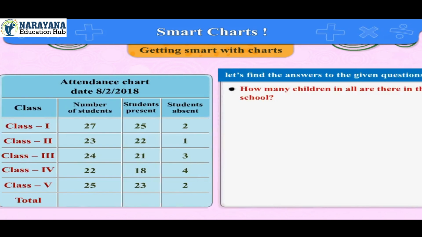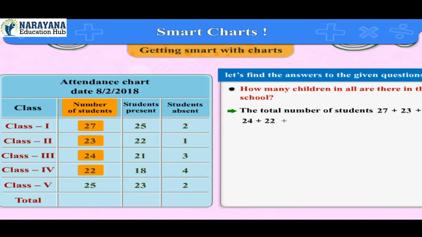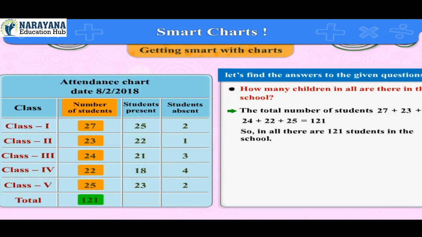How many children in all are there in the school? To find the total number of students in the school, we add the numbers of students in the second column. That is 27 plus 23 plus 24 plus 22 plus 25 is equal to 121. So, in all there are 121 students in the school.